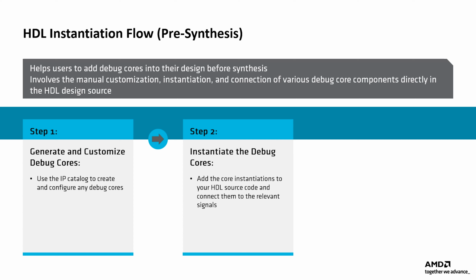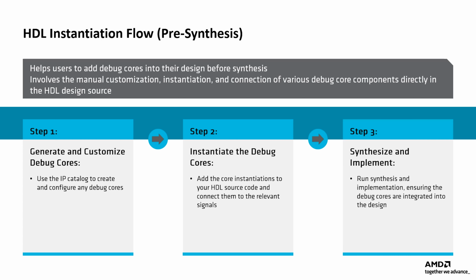For VHDL designs, copy and paste the component declaration and instantiation into the VHDL source file. For Verilog designs, copy and paste the instantiation into the Verilog source file. Replace the instance and net port names to connect signals to probe for debugging.